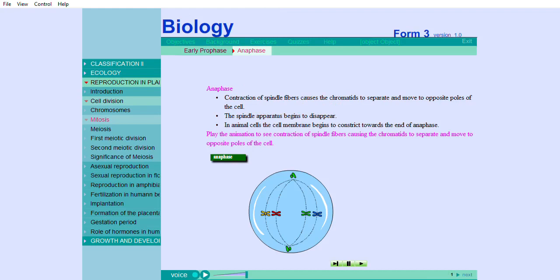Anaphase. Contraction of spindle fibers causes the chromatids to separate and move to opposite poles of the cell. The spindle apparatus begins to disappear. In animal cells, the cell membrane begins to constrict towards the end of the anaphase. Play the animation to see contraction of spindle fibers causing the chromatids to separate and move to opposite poles of the cell.